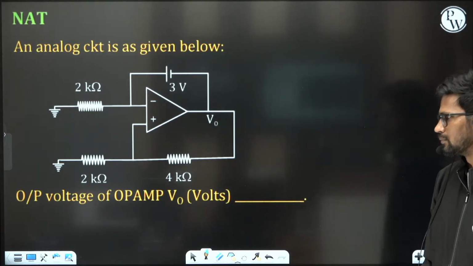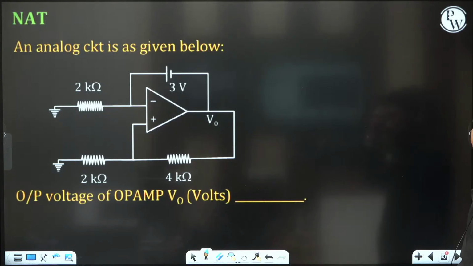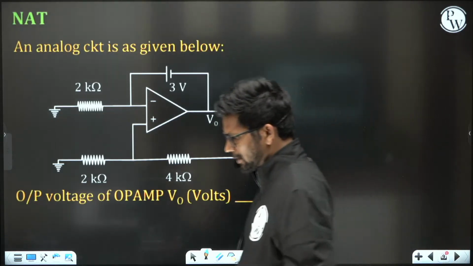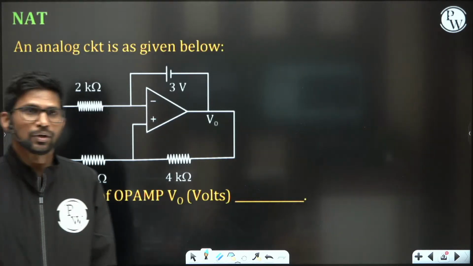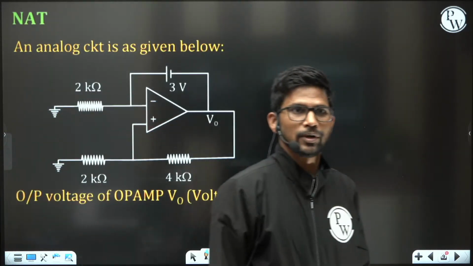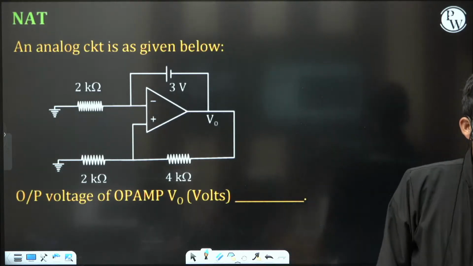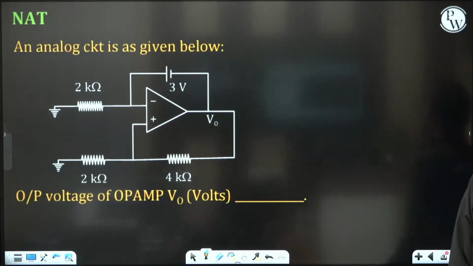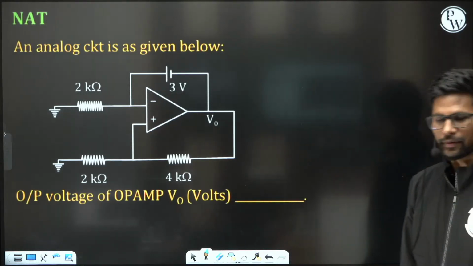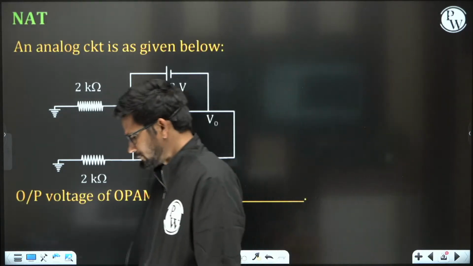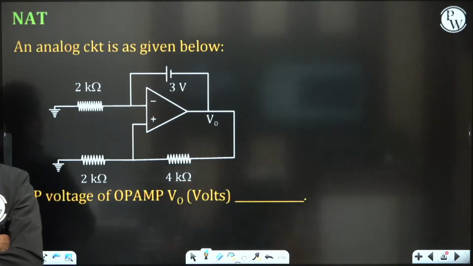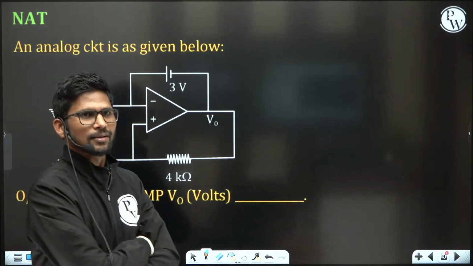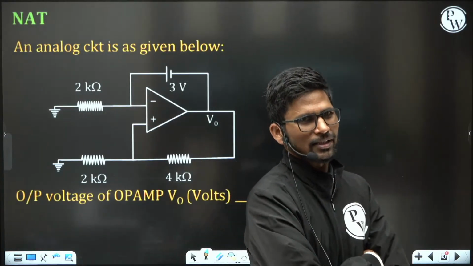Minus 4.5. Somebody got the answer, minus 4.5. Anybody got the answer? Apart from Shona, Adarsh is also getting minus 4.5 volt. Okay. Anybody else got the answer? Anybody else? Minus 4.5. Everybody is getting the answer minus 4.5.